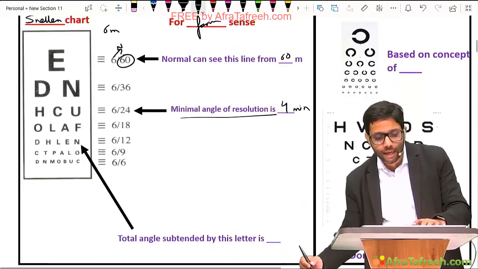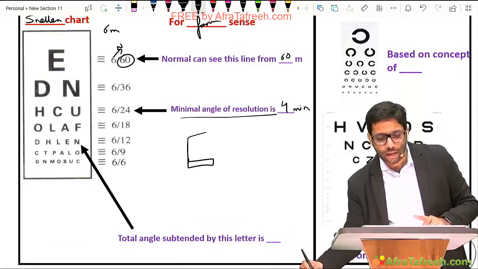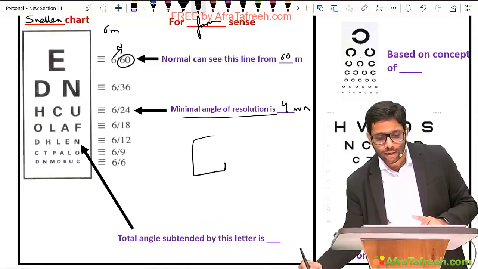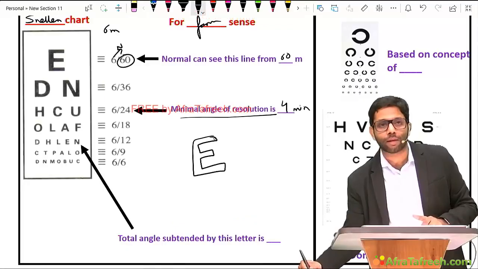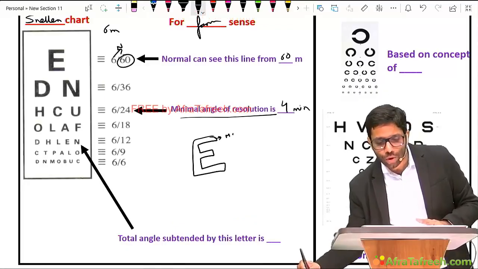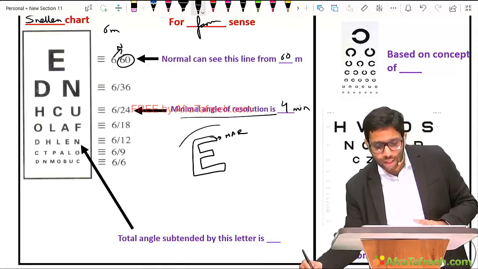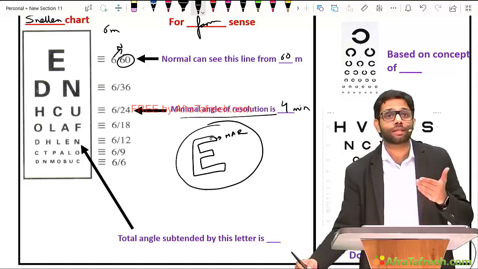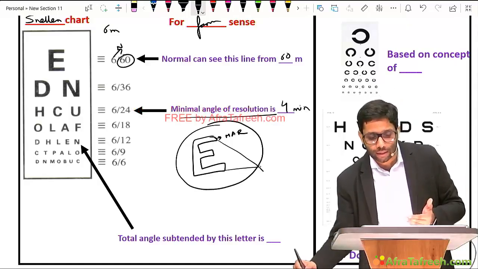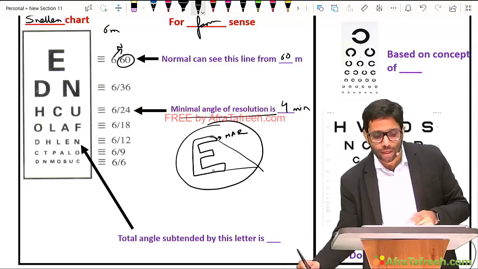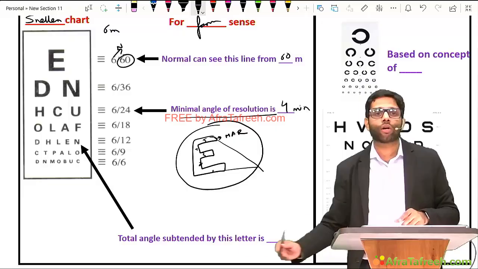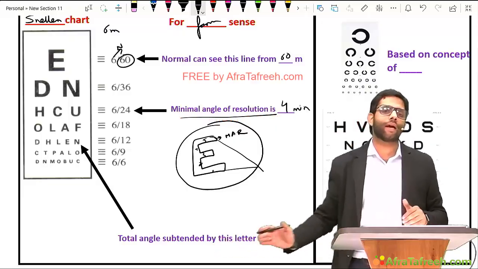But the entire letter, whether E, D, every letter has 5 segments. This MAR is from only one segment. If the angle subtended by the entire letter is asked, you have to multiply the MAR by 5 segments to know the entire letter angle subtended.